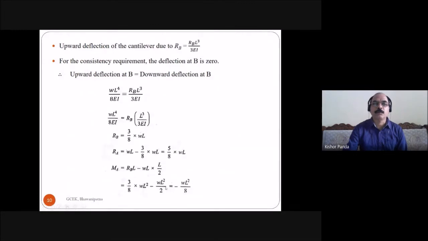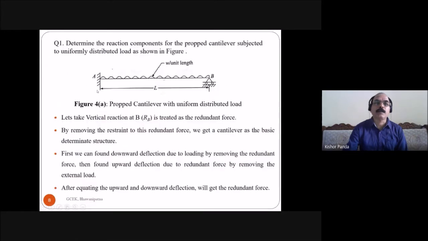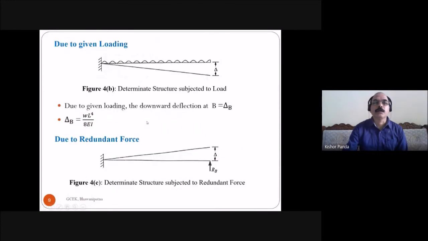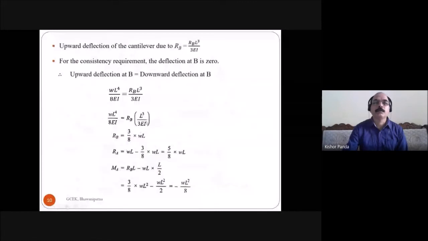So this is equal to minus WL square by 8. So the moment at A is equal to minus WL square by 8. Now you have the reaction and the moment after knowing the redundant force. After knowing the reaction at the prop end, you can easily find out the reaction and the moment at the other end using the consistent deformation method.